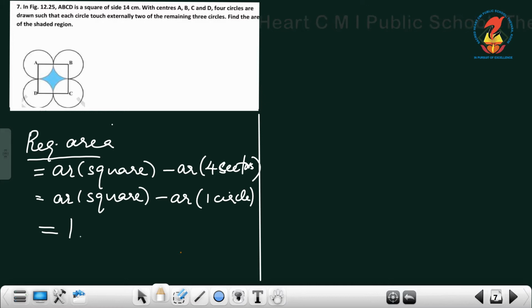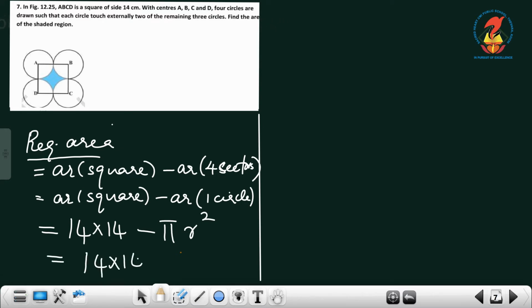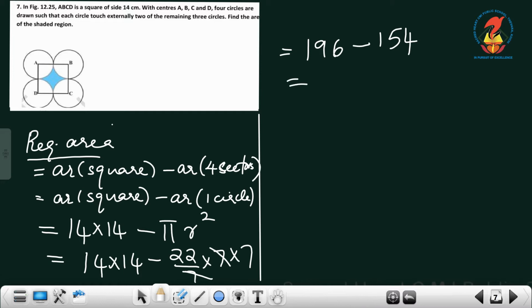Area of the square 14 into 14 minus area of one circle, that means pi r square. What is r? R is 7. So, which is equal to 14 into 14 minus 22 by 7 into 7, which you can cancel. So, the remaining is 196 minus 154, which is equal to 42 centimeter square. This is the area of the shaded region.